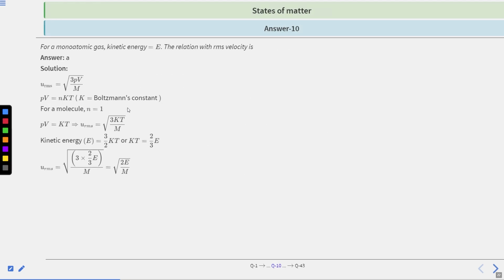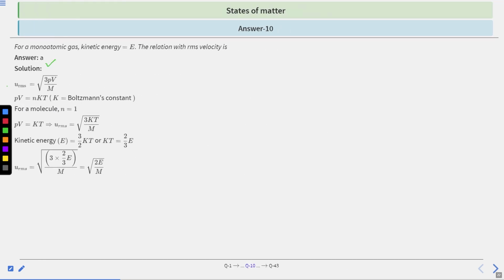Okay, so the correct option will be option A. How? U of RMS, we know, is under root 3PV by M, and PV is equal to NkT, where k is the Boltzmann constant. So for a molecule, N will be equal to 1, PV will be equal to kT. So U RMS will be equal to under root 3kT by M. Kinetic energy will be equal to 3 by 2 kT, so kT will be equal to 2 by 3 E. So U RMS will be equal to under root 3 multiplied by 2 by 3 E divided by molar mass, and the 3 by 3 will cancel out, and it is coming out as under root 2E by M.